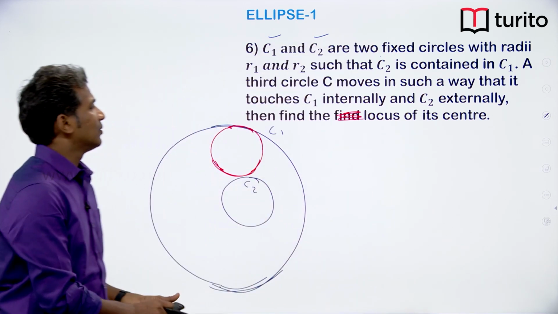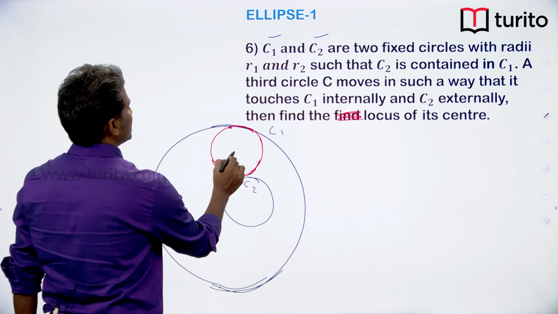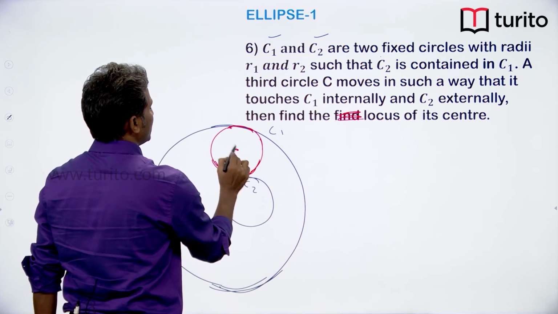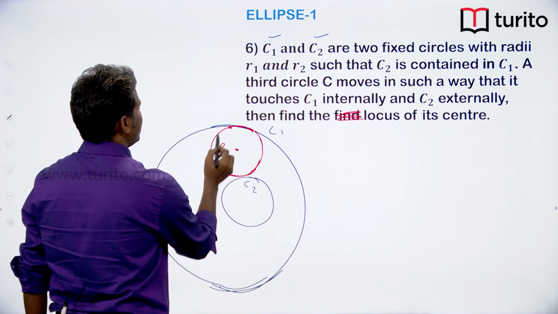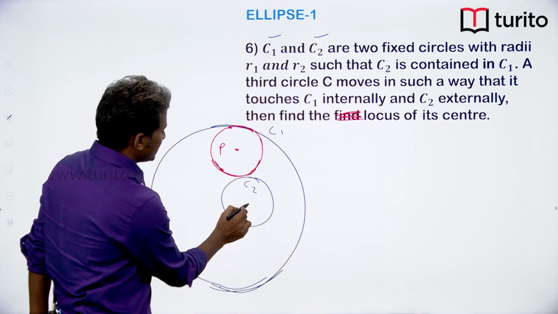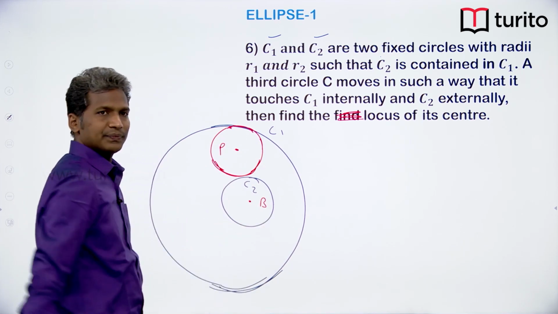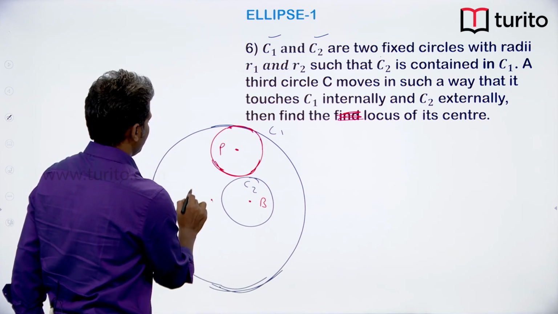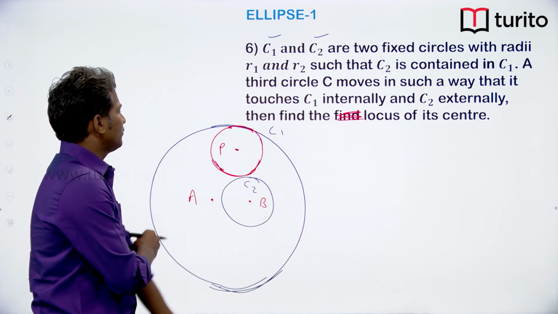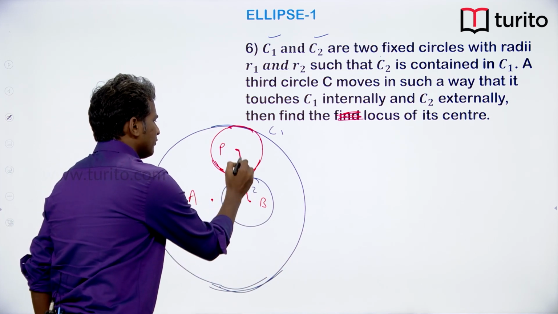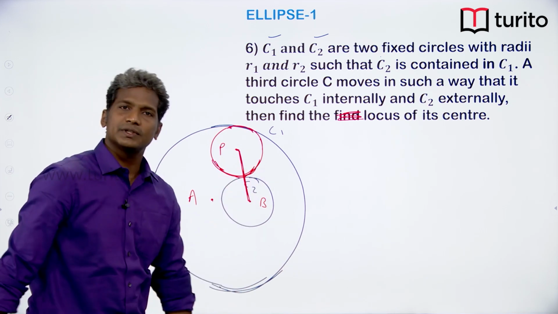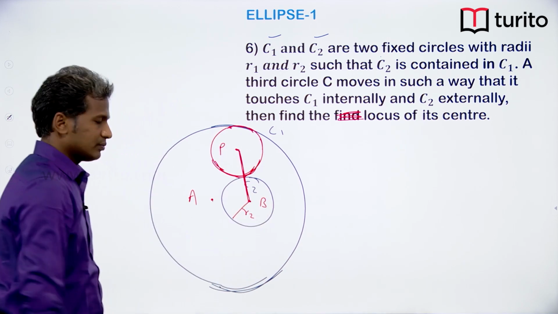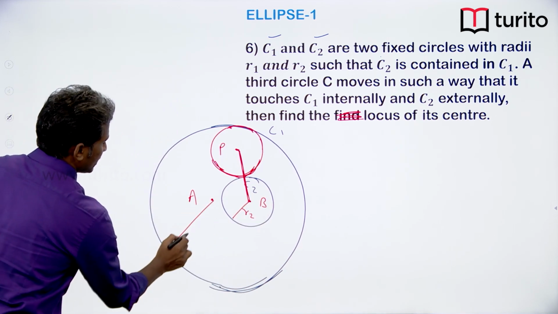Suppose we take the center of this variable circle as P, the center of this fixed circle as B, and the center of this bigger circle as A. Now, I can get the distance of P from B using the concept of circles. So, if I take this radius as R2 and the radius of this C1 as R1.